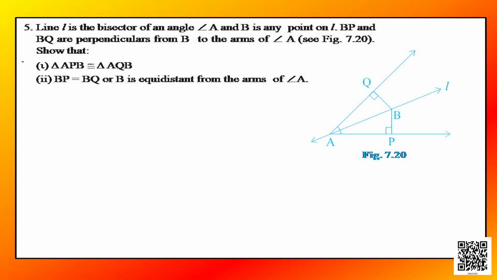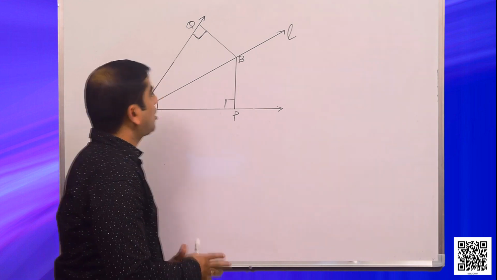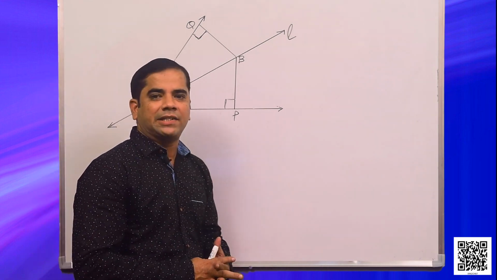Students, let us discuss question number 5. It says line L is the bisector of an angle, that is angle A, and B is any point on L. BP and BQ are perpendiculars from B to the arms of angle A. Fine. So that triangle APB is congruent to triangle AQB and BP is equal to BQ, or B is equidistant from the arms of angle A.